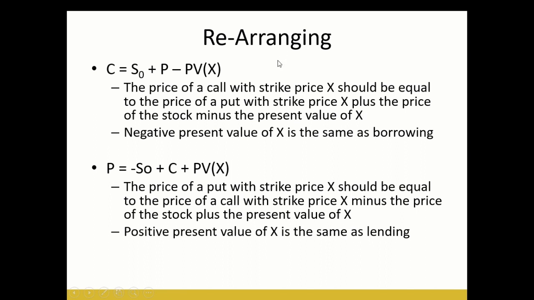Okay, so we can simply rearrange the put call parity. After we rearrange it, C is equal to S plus P minus the present value of X. So if we know the put option's price, we can simply get the call option price. And the same, we can rearrange for the put option's value. The put option is equal to negative S0 plus C, the call option's value, plus the present value of the exercise price. And this is the put call parity.